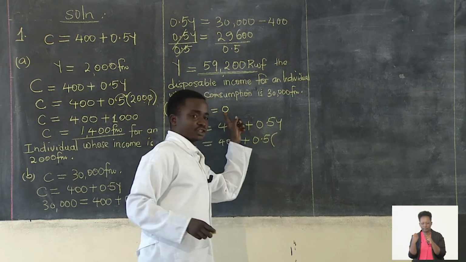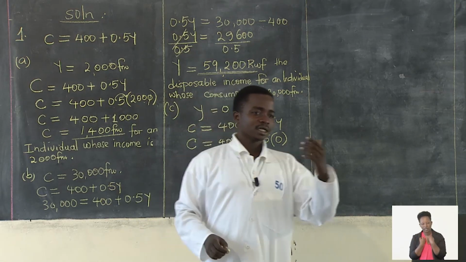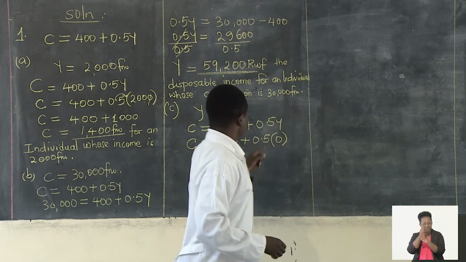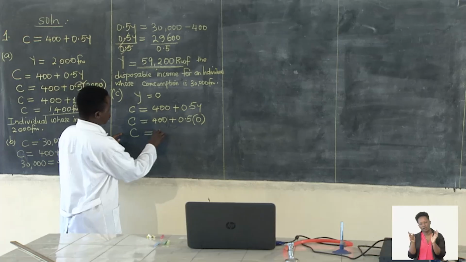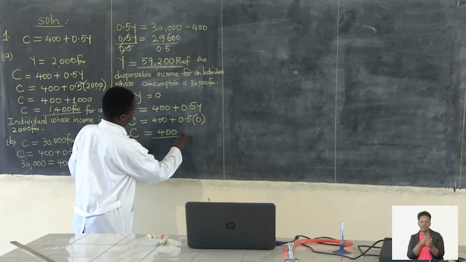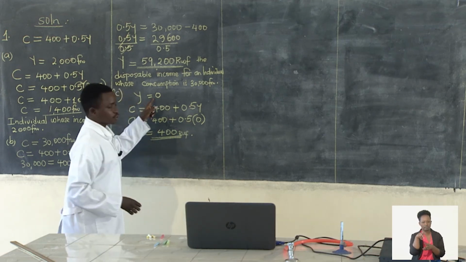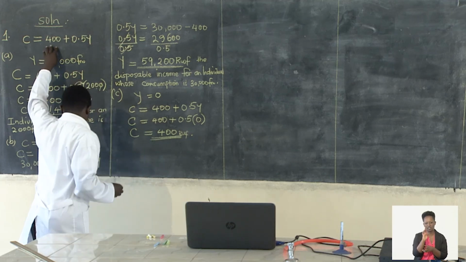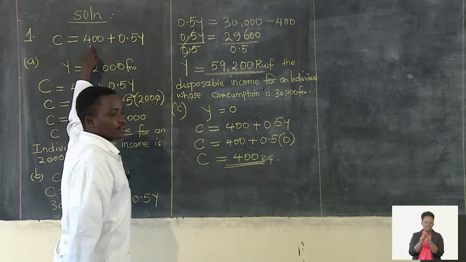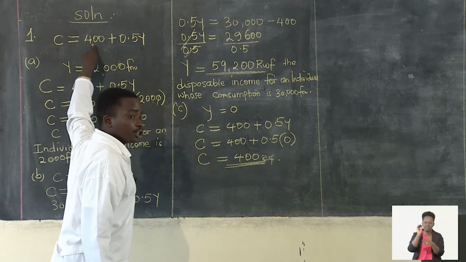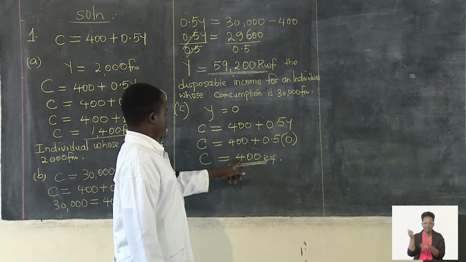the value of Y, which is our income. It is 0 because they have told us that someone does not earn anything. So when you substitute here, our consumption expenditure is 400. That will be his consumption expenditure for someone with 0 income. That's why from this equation, this constant, we term it as the consumption at 0 income. 400 is consumption at 0 income. So it just comes this way here.